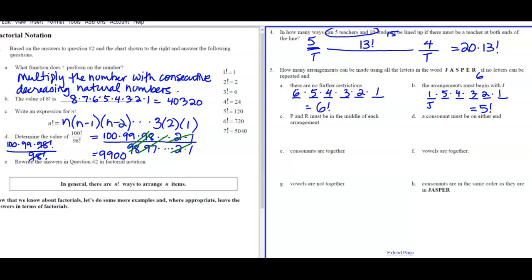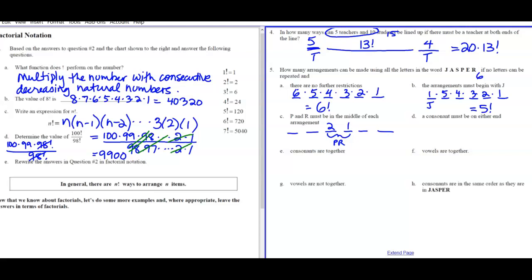Okay, so then 1, 2, 3, 4, 5, 6. P and R must be in the middle. So P and R, or could it be R and P? Yep. So in here, you might actually show this as kind of like that, just grouping them together. So there's 2 choices for that and 1 for that. Alright, so it could be PR or RP, 2 possible arrangements of those 2 letters.